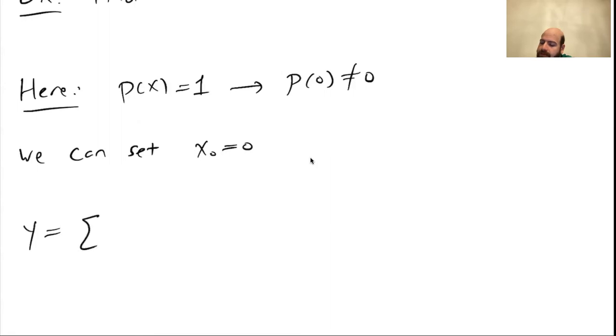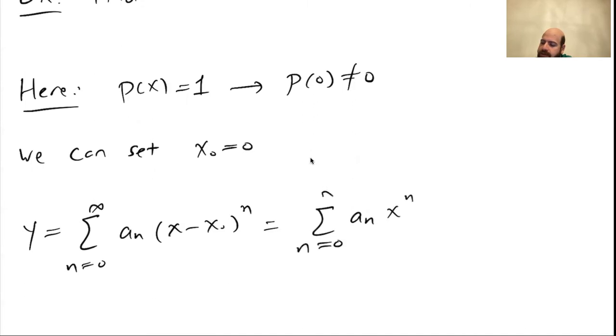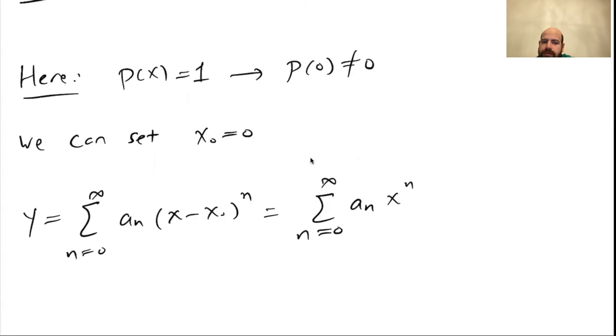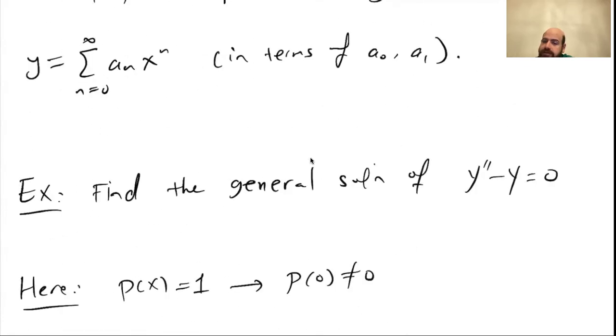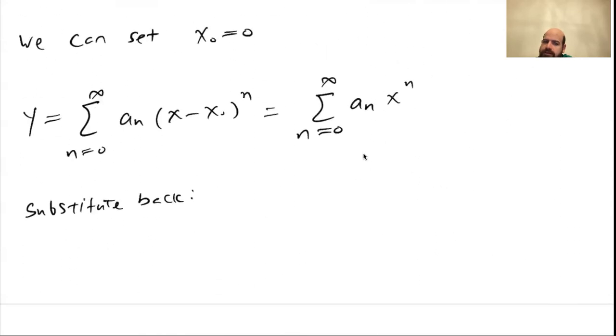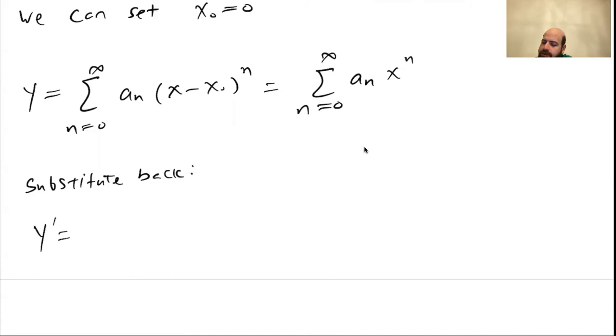And then y will be sigma a n, x minus x0 to power n, from 0 to infinity. But x0 is 0, so I can write it as sigma a n x to power n, from 0 to infinity. And then substitute back. What do we get? In order to substitute back, we need y double prime. So this is y. What will be y prime? Y prime will be sigma n a n x to power n minus 1, from 1 to infinity.